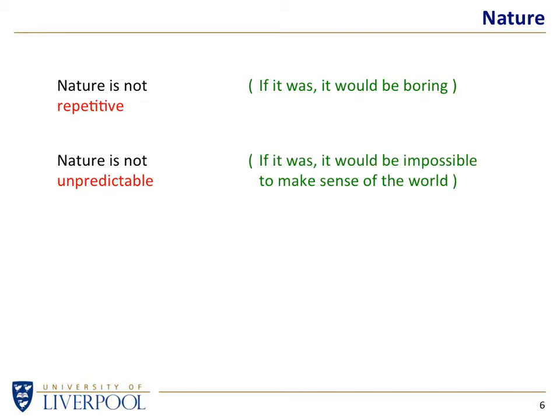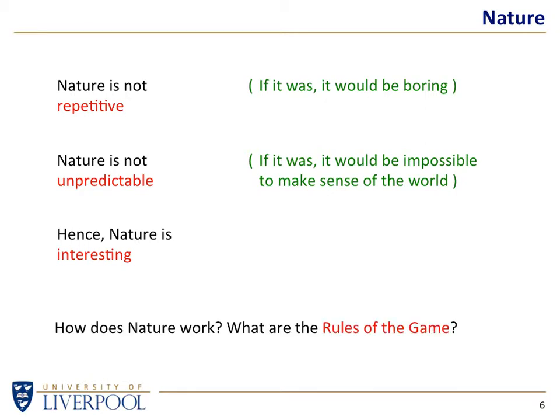If it was unpredictable, we wouldn't be able to make any sense of the world whatsoever. We would never be able to say, based on our understanding now, this is what we think is going to happen tomorrow or next year or in the next 1,000 years or in the next million years. So nature is not repetitive and it's not unpredictable. It's somewhere in the middle, i.e. it's interesting. And that's one of the reasons physicists study nature and astronomers study the universe in general.